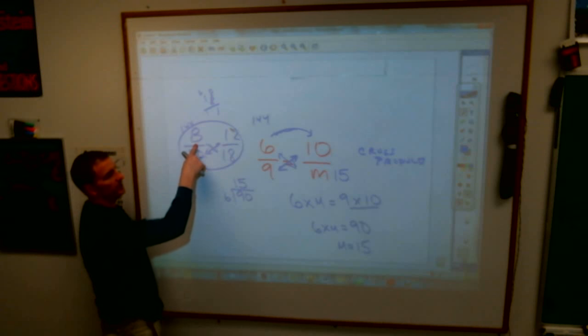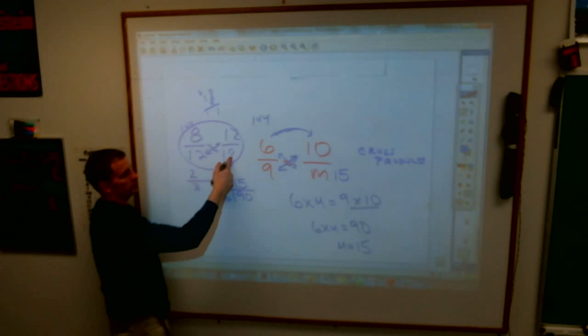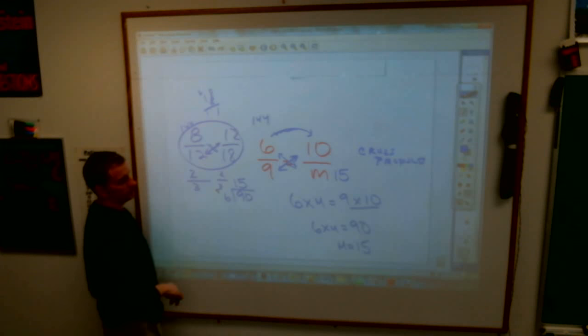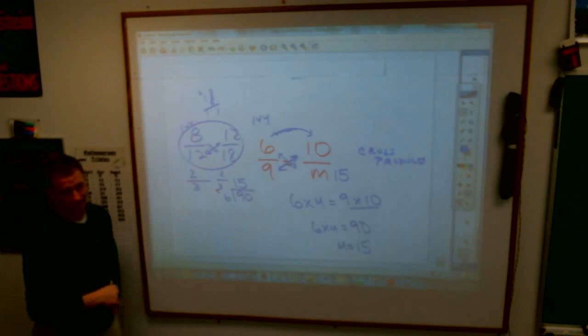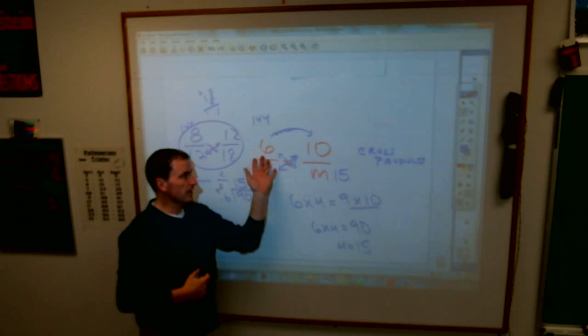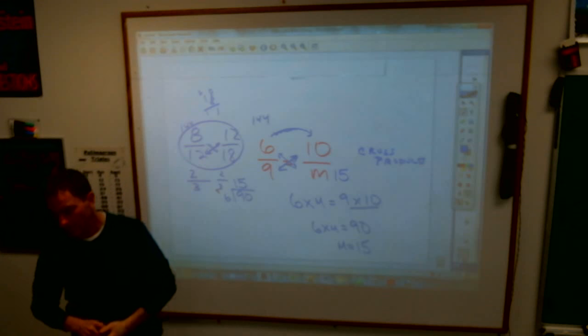What can you reduce this by? 4. 4 goes into both of those, you get 2/3. What can you reduce them by? 6. 6 goes into 12 twice, into 18, they both equal 2/3. But cross products is an easy way, especially when you can't figure out what it is by doing equal fractions by multiplying top and bottom by the same number, you can always use cross products.